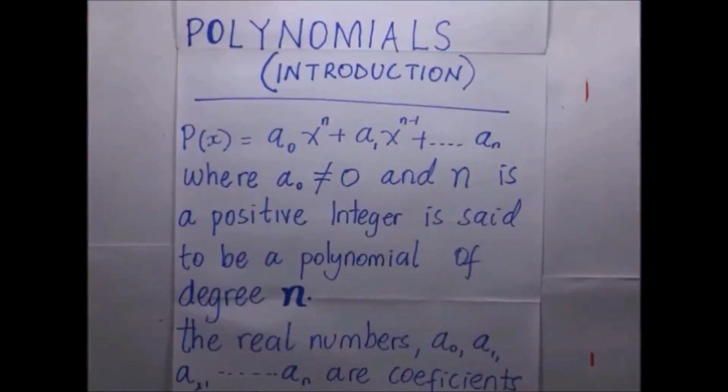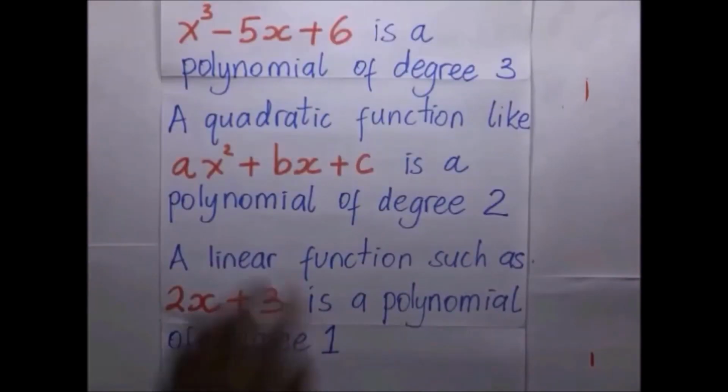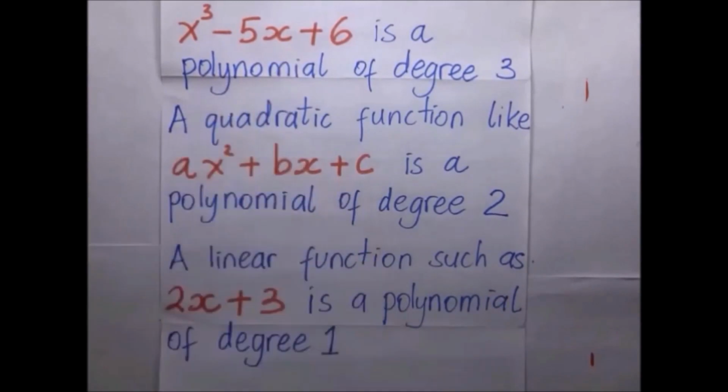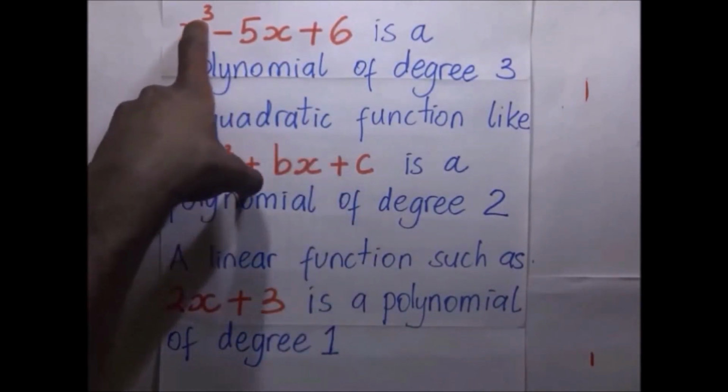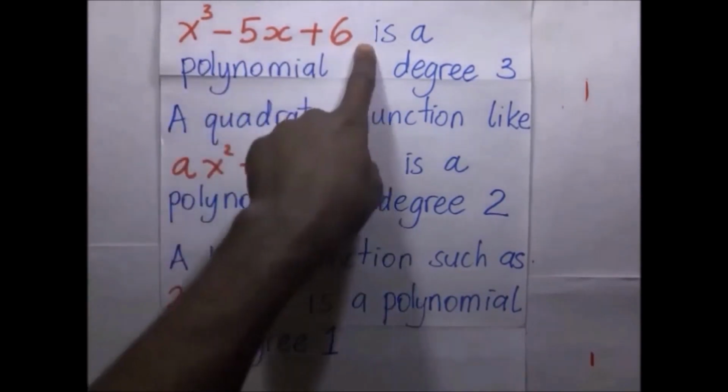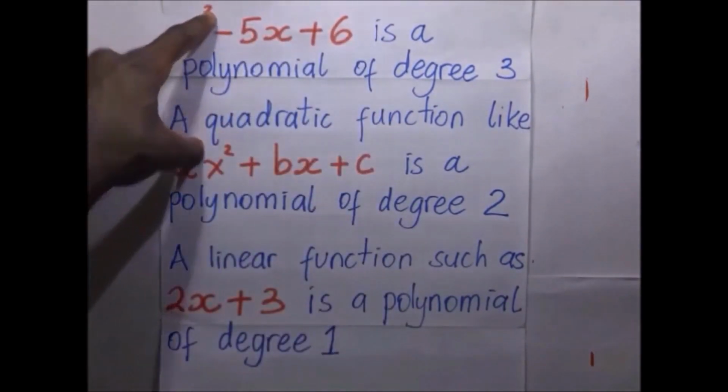In this series that I introduced today, we shall be dealing with different kinds of polynomials with different forms. Let me give you a few examples of polynomials. For example, x cubed minus 5x plus 6 is a polynomial of degree 3. We consider the highest degree, and we call it a polynomial with the highest degree, which is degree 3.